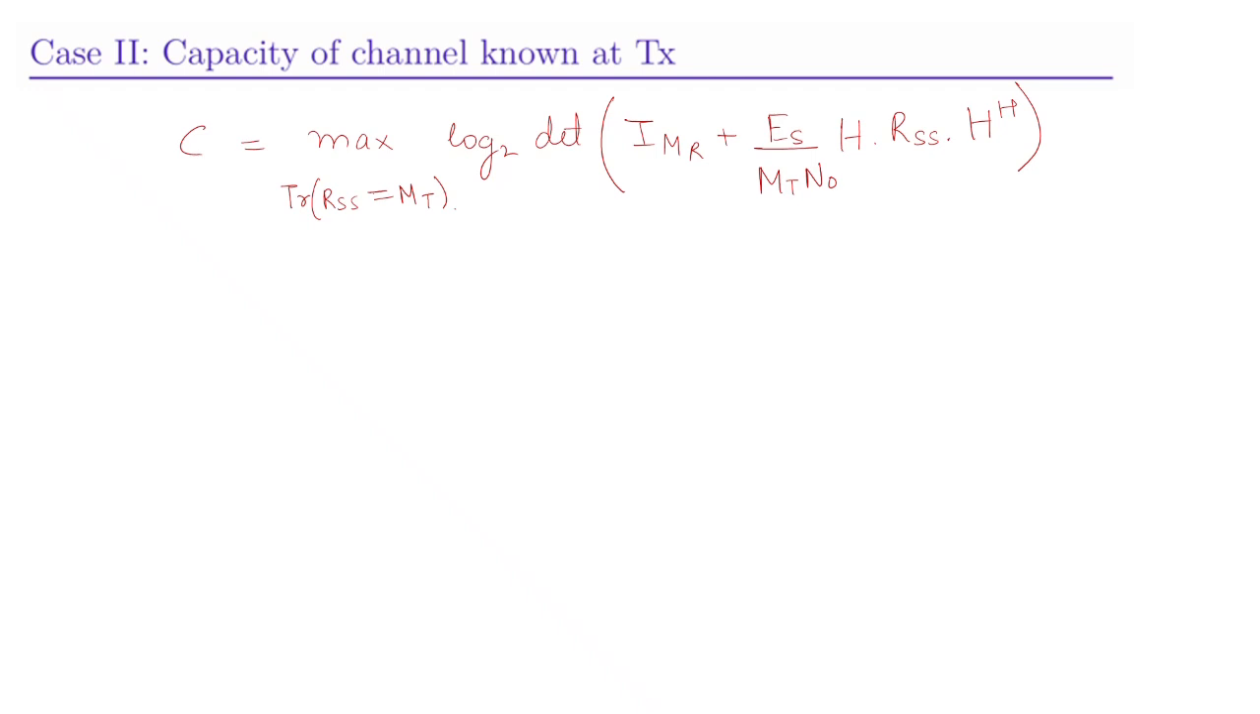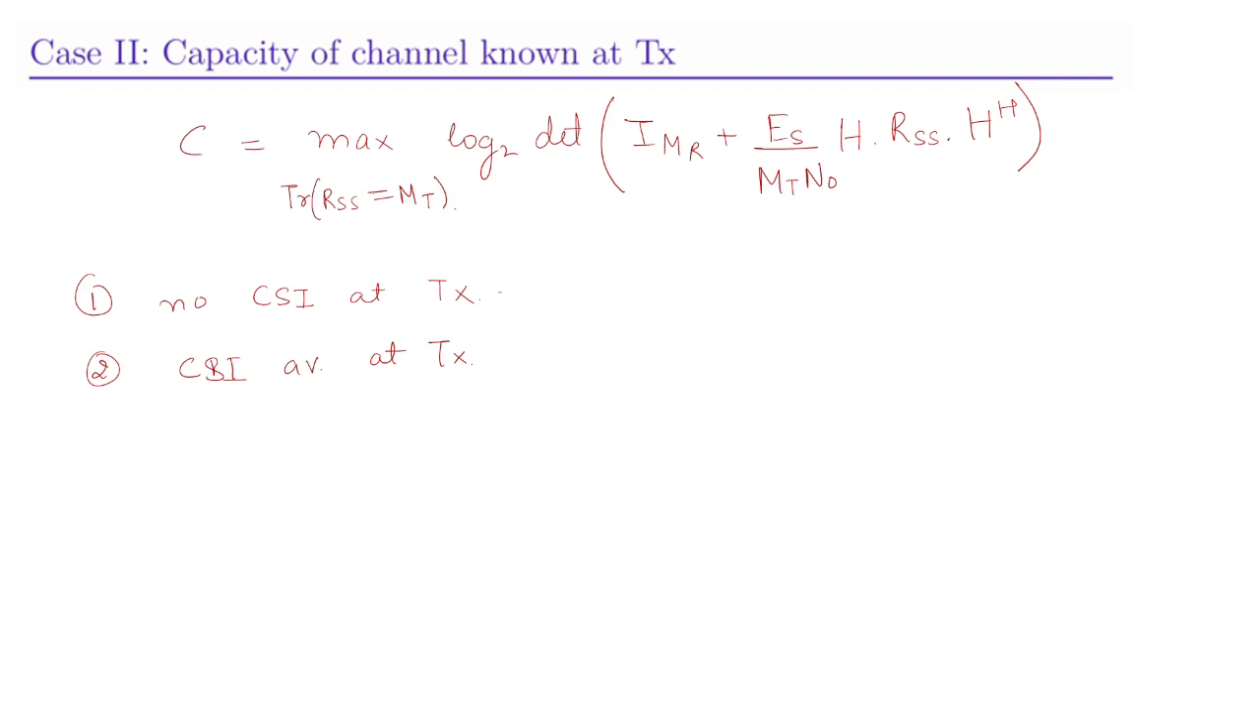And then we said there are two cases that we need to study. The first case is when there is no CSI at the transmitter. That means the channel is unknown at the transmitter. And the second case is when there is CSI available at the transmitter.